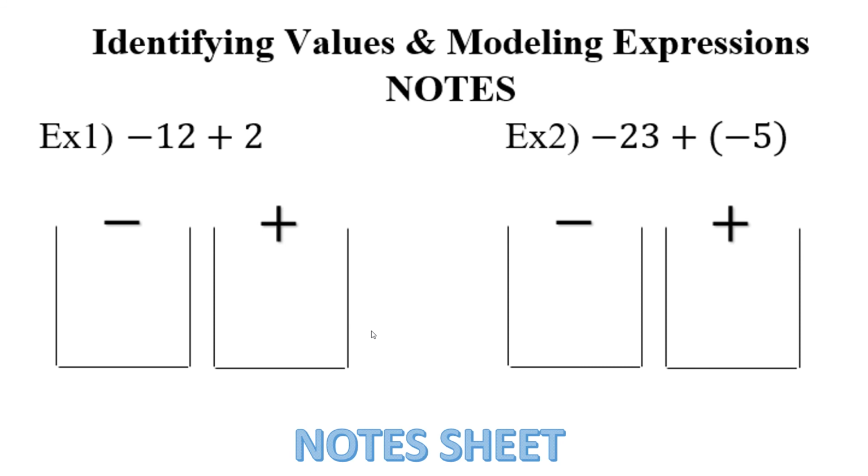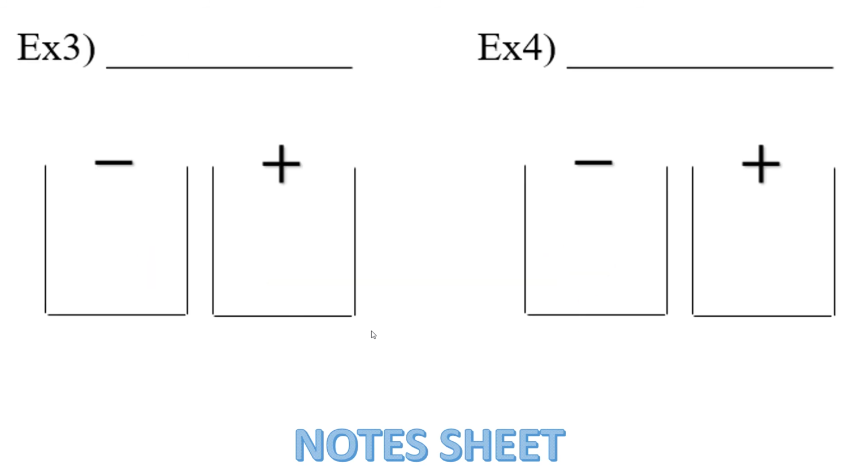Okay, now we're on your note sheet. So please try these you try examples, example 1 and example 2, and then check to see how you did. You could pause the video before moving on. Okay, for example 3, please write in 72 minus 99. Push pause, try it, and then check how you did. Example 4, negative 8 minus negative 5. Try it, pause before seeing the answers.